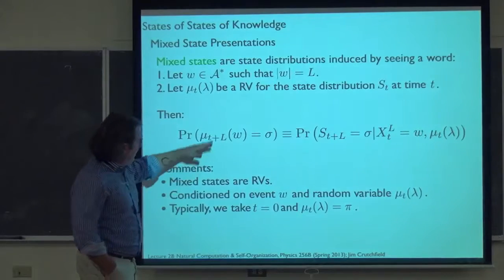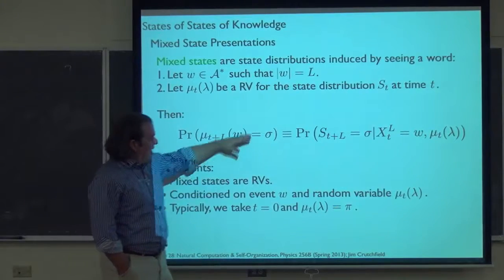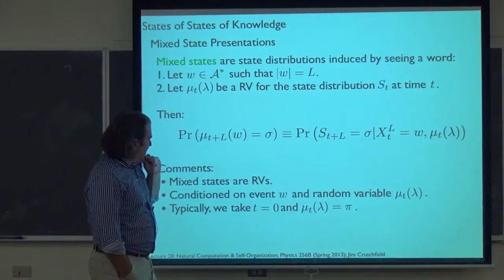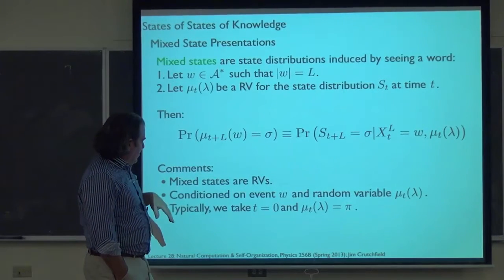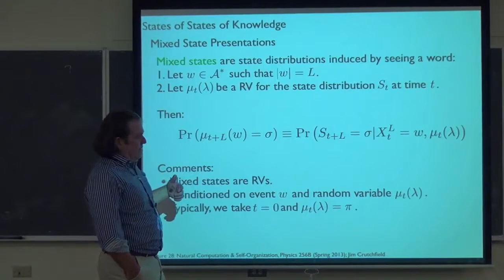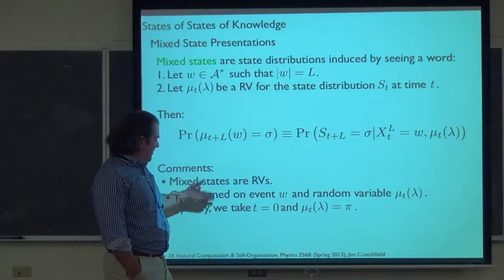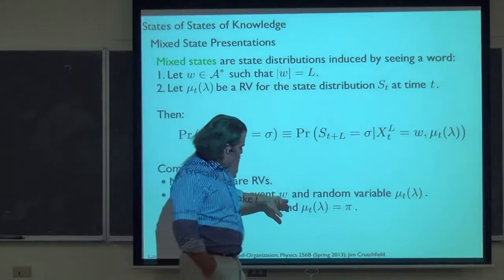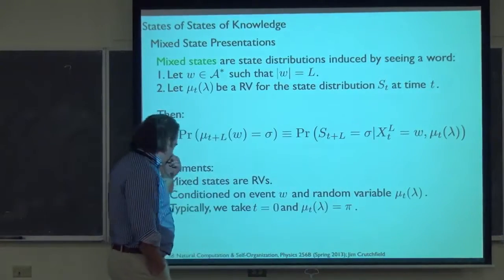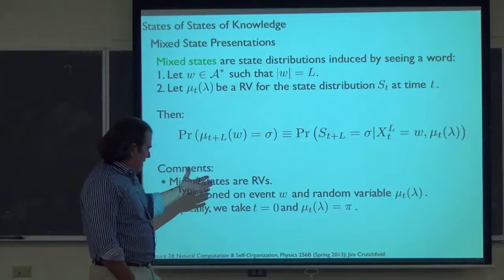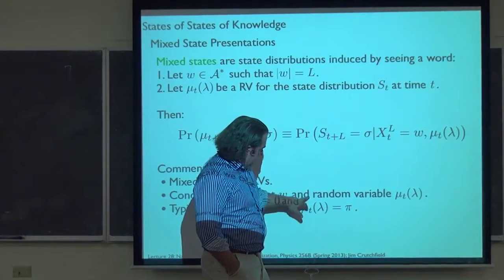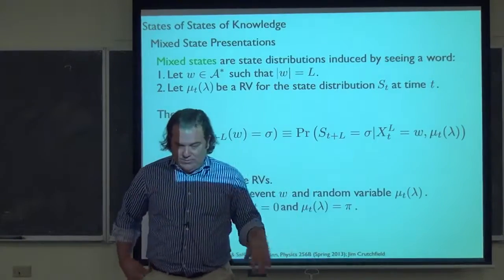Okay, so this way of thinking about it is we're thinking of the mixed states as random variables, and we need to do this for some of the proofs later on of the efficient algorithms. So now you say, I was thinking of these as points on a simplex or state distributions. How are they random variables? Well, we're conditioning on an event and on this random variable. Of course, typically we take time zero and, like we did in the example, an initial state distribution to be the asymptotic state distribution. But we could do other things.